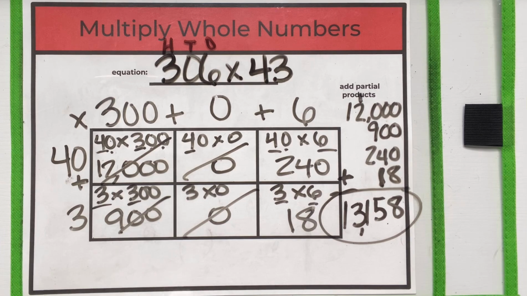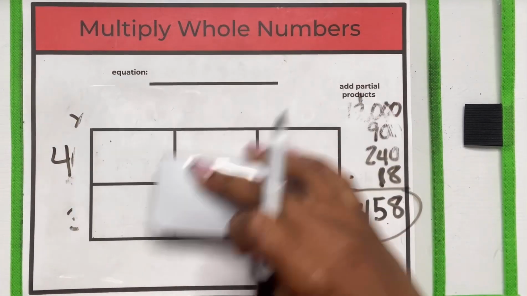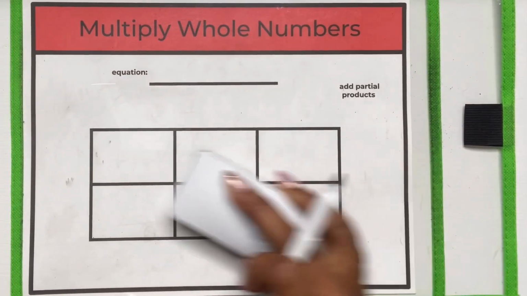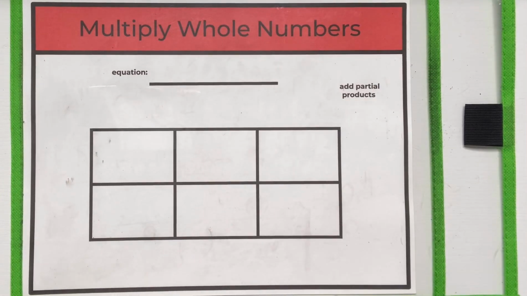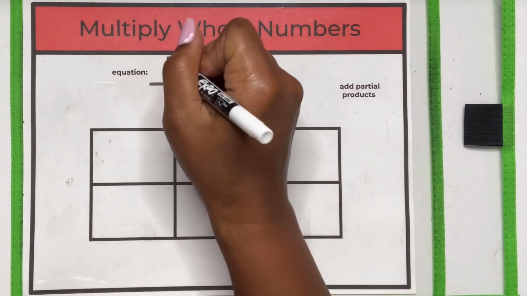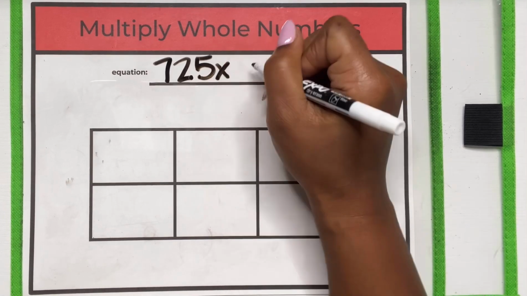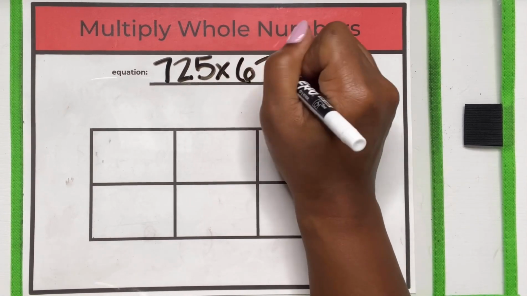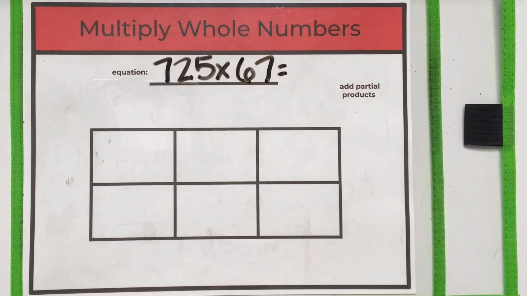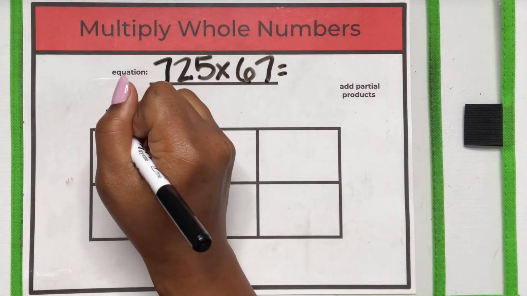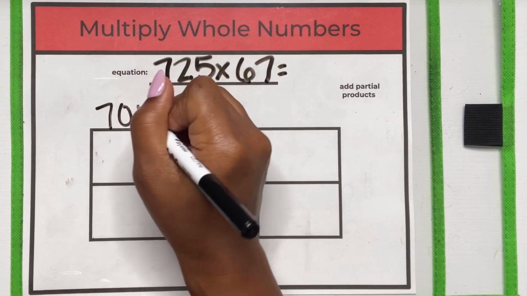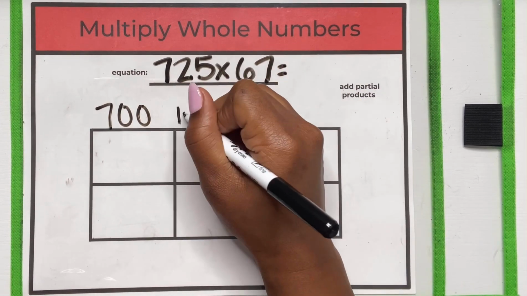Let's try another problem. I know we went faster, so just pause the video at any point when necessary. Our next equation is 725 times 67. Step 1 is to do what? If you said put our factors in expanded form, you are correct.